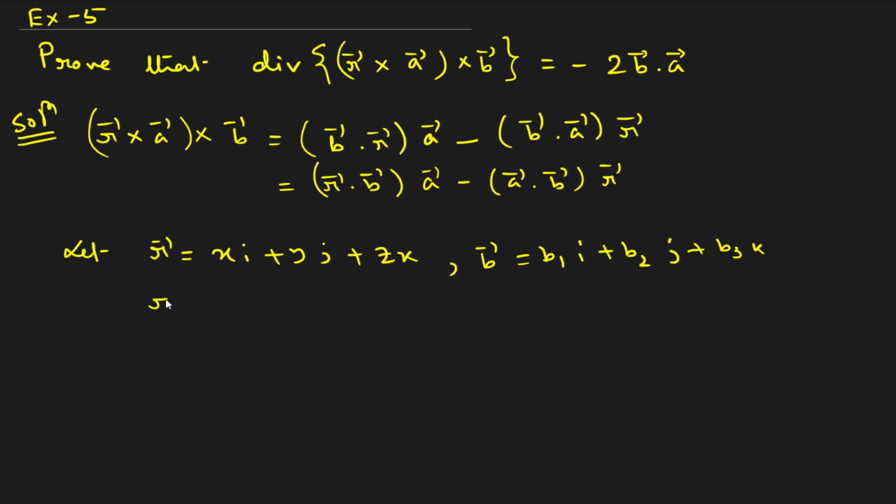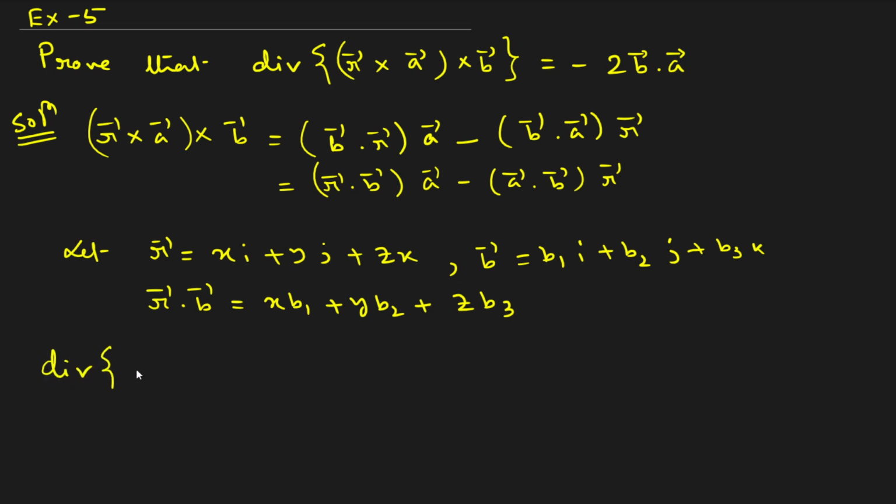So what will be r bar dot b bar? It's x b1 plus y b2 plus z b3. This we need in the later calculation, that's why I'm writing here z b3. Okay, now what do we have to do? We have to find the divergence of this.